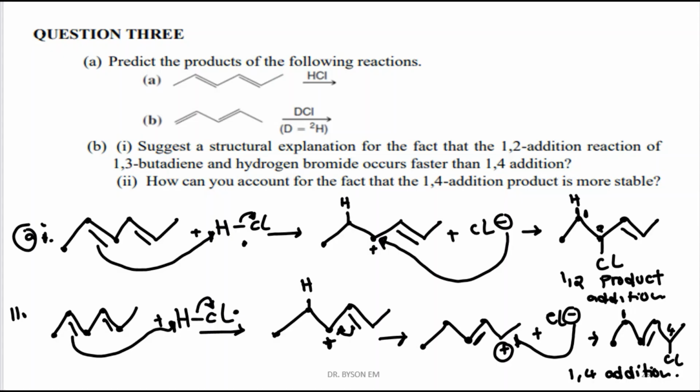All right. So B was saying: suggest a structural explanation for the fact that the 1,2 addition reaction of 1,3-butadiene and hydrogen bromide occurs faster than the 1,4 addition. And then how can you account for the fact that the 1,4 addition product is more stable? So the 1,2 occurs faster than the 1,4, but the 1,4 is more stable. Let's work this out.